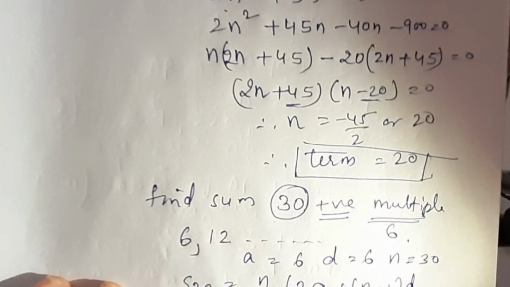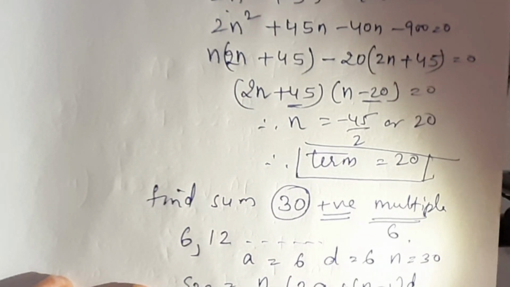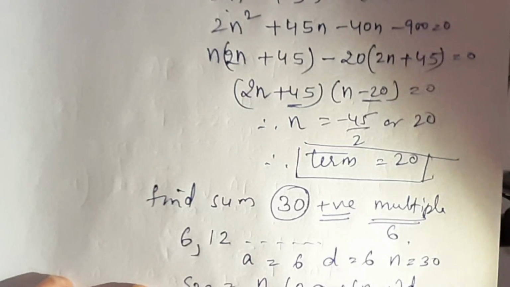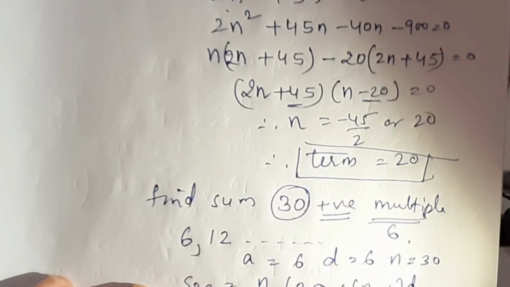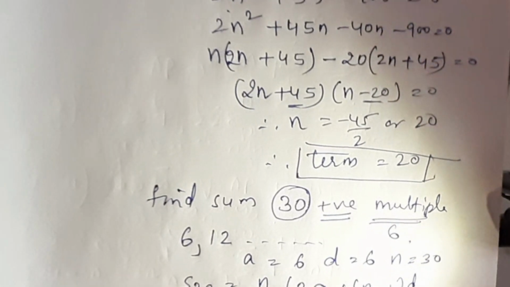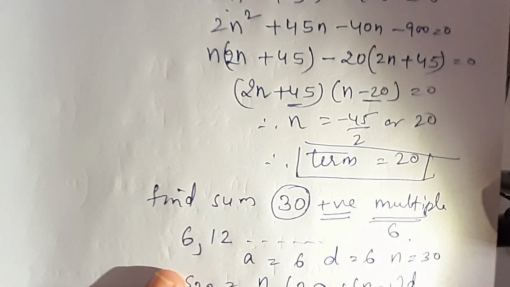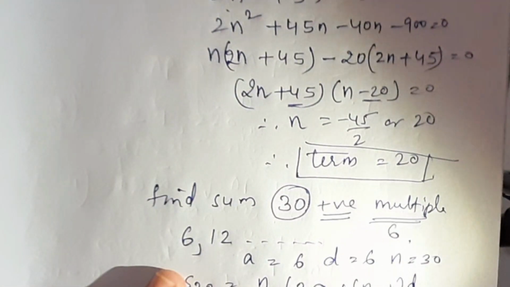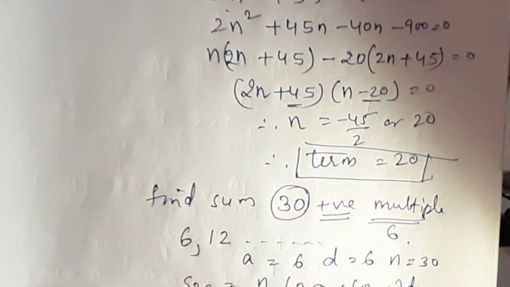So here n is 30, a is 6, 30 minus 1 is 29, d we got 6. Now 2 can be taken common. So if we take 2 common, we'll be left with 6 plus 29 multiplied by 3. As I have taken 2 common from both the terms, here I'm left with 6 and here I'm left with 3. 2 will get cancelled.